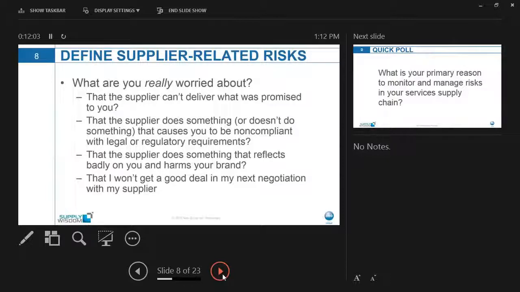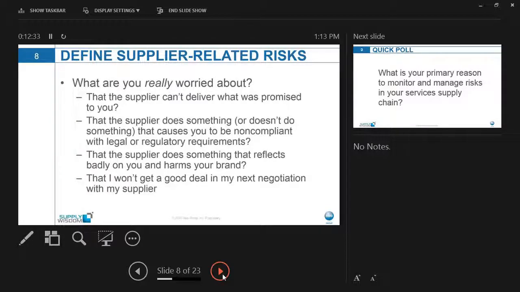Others of you might be worried much more about compliance. What if the supplier does something or doesn't do something that causes you to be non-compliant with legal or regulatory requirements? That's a big one, particularly for those of you in highly regulated industries, but I know that a lot of other clients have told me that's a big concern for them. Nobody wants to be non-compliant. There are all kinds of bad things that happen if you're non-compliant. So if that non-compliance happens because of a supplier, it could be a big deal for you.